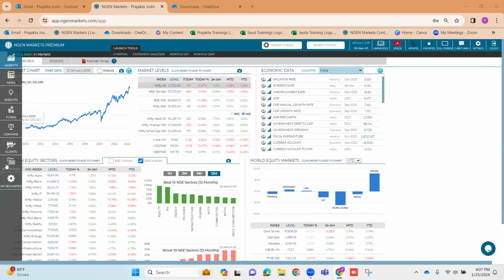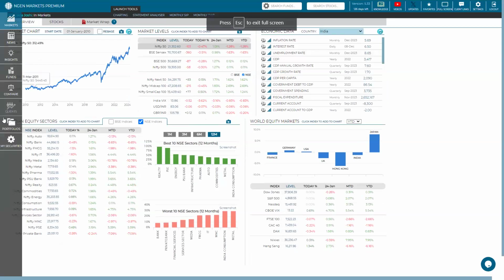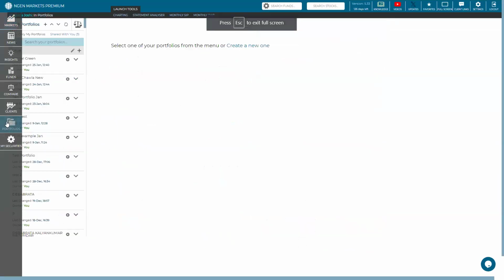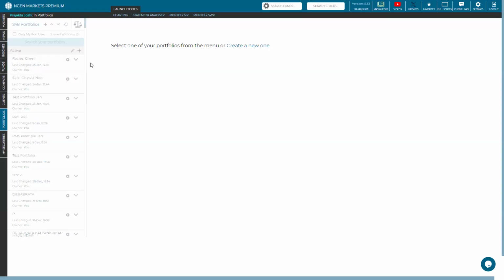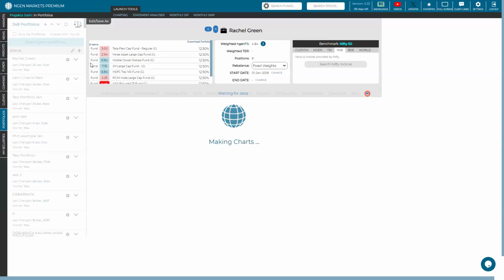Okay, so let us now begin. We will typically be going to the portfolio section first, which is where we will be loading a portfolio from. So let me do a full screen. We go to the portfolio section and we will load in a portfolio for our analysis for the discussion today. So I've loaded in Rachel Green's portfolio. I click on run from this drop down and the entire portfolio analytics runs.